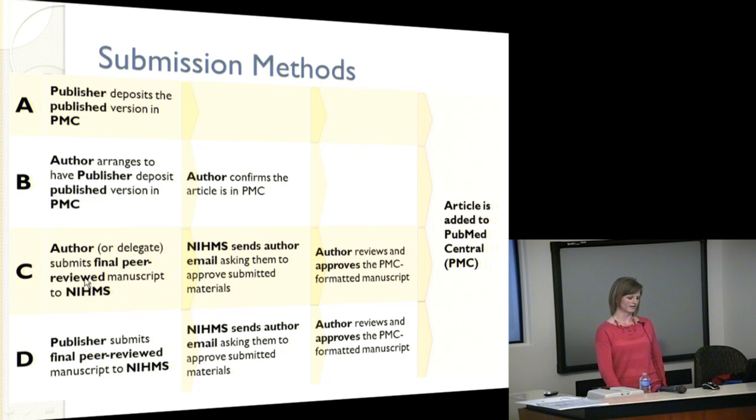So you see here that it's basically the same except for C, that's the author or someone that they delegate that submits the final peer-reviewed manuscript, the version that they still own, to the manuscript submission system. And at D, the only difference is that sometimes your publisher will actually do that for you. They'll submit the final peer-reviewed version into the manuscript submission system.